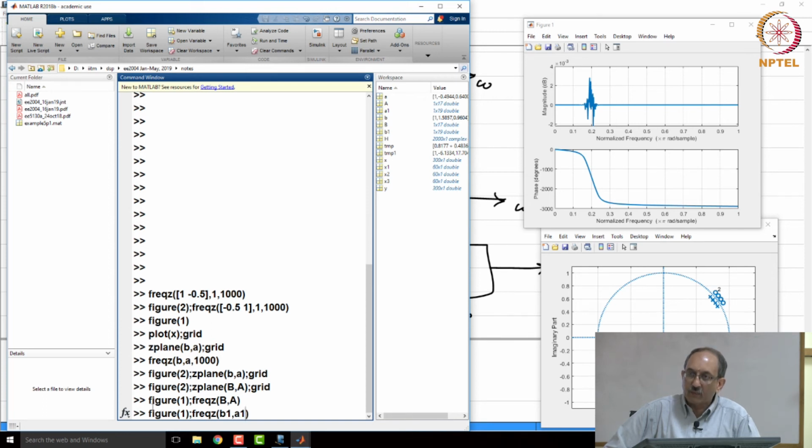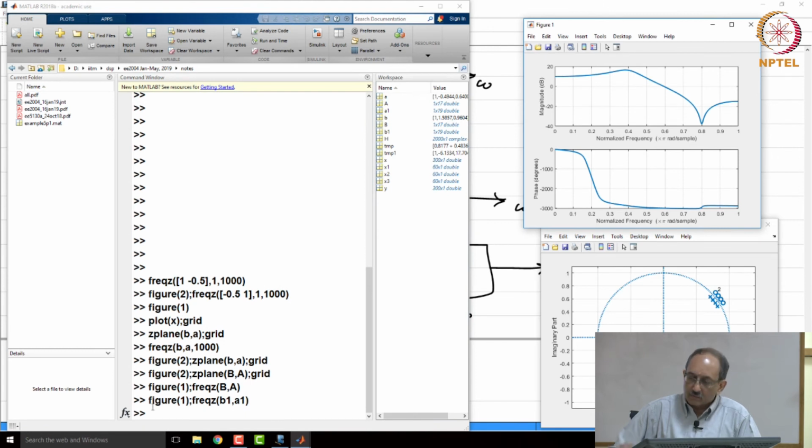The vectors B1 and A1 have that. And if you recall, this was the frequency response that was shown earlier. This remains unchanged because it is in cascade with the all pass system. So this is exactly what it was earlier. But what is significantly different is this.